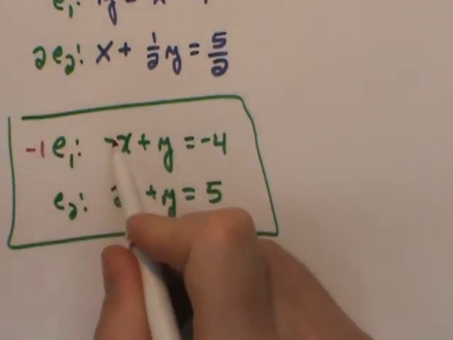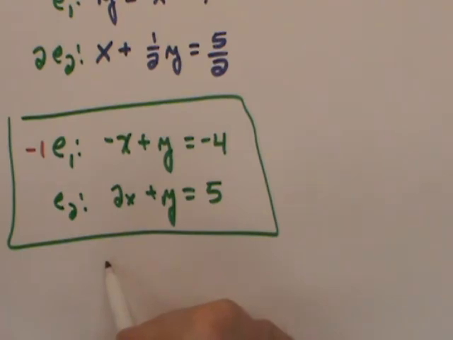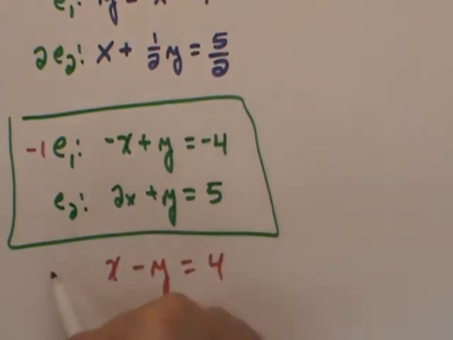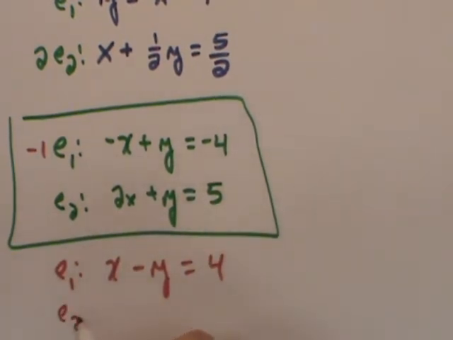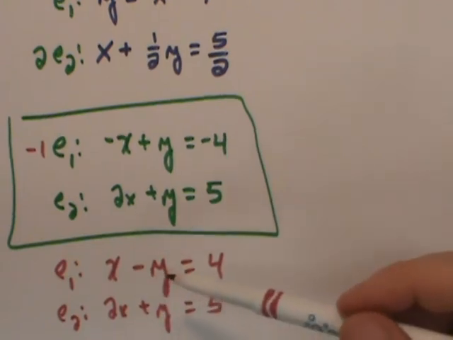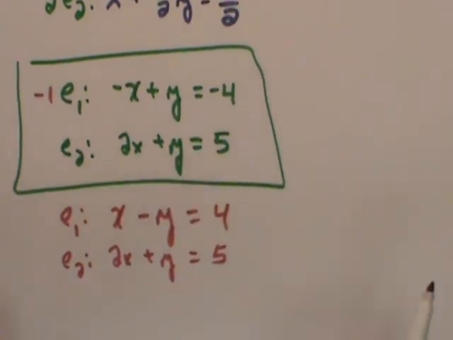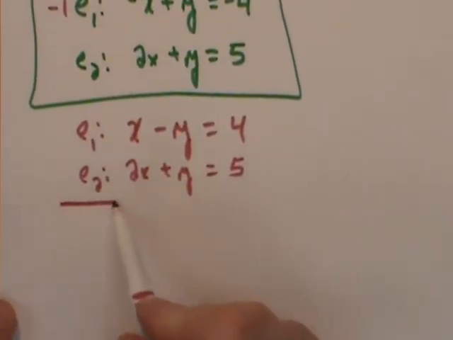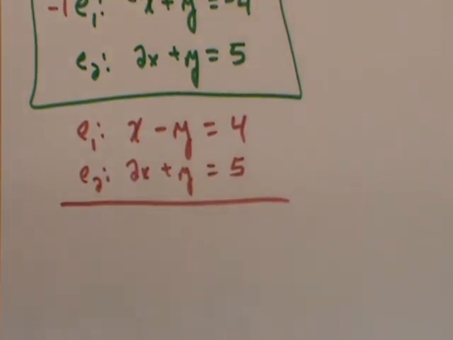So if I distribute this negative 1, I can create an x minus y equaling 4. That's my equation 1. For equation 2, well, I'm simply going to rewrite it. Equation 2 will be 2x plus y equaling 5. I've achieved my goal of getting the y's to be equal but opposite, which allows me to move to the next phase, which is called linear combination.